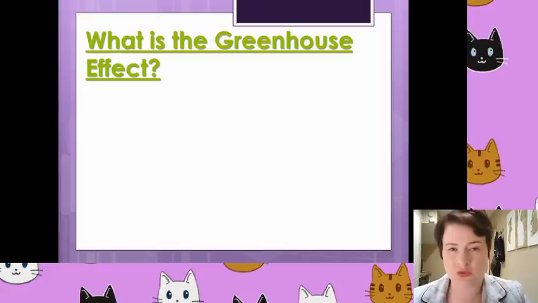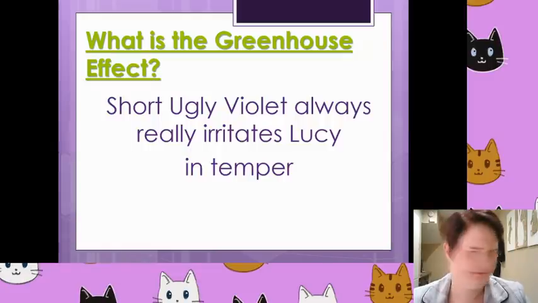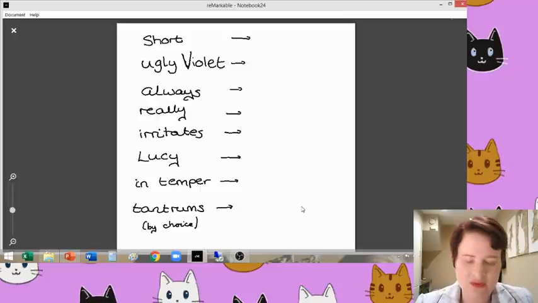How does this actually relate to the greenhouse effect? Well, it relates to the greenhouse effect because short, ugly Violet always really irritates Lucy in a temper tantrum. Miss, what's going on with you? You're saying strange words that don't make sense. Short, ugly Violet always really irritates Lucy in a temper. So what on earth was I actually just on about? This is just a silly way, just like with the electromagnetic spectrum, to remember the key points that you need to cover when asked about the greenhouse effect in a chemistry paper. Short, ugly Violet always really irritates Lucy in temper tantrums, by choice, if you want to include that as well.